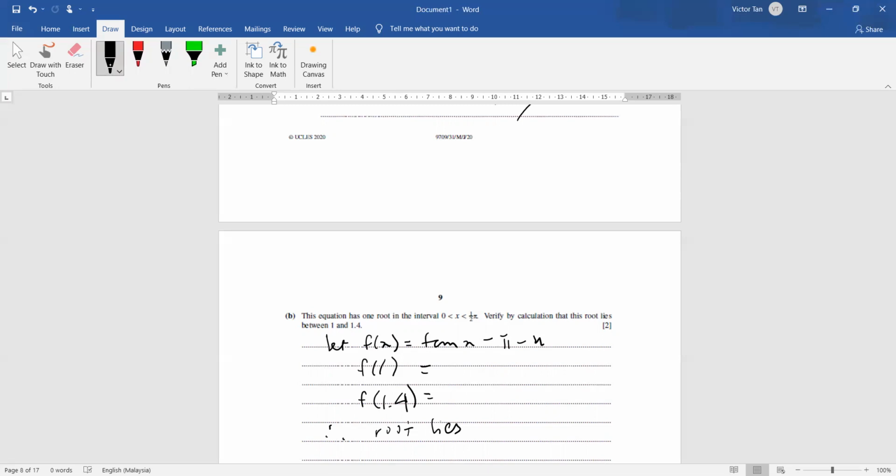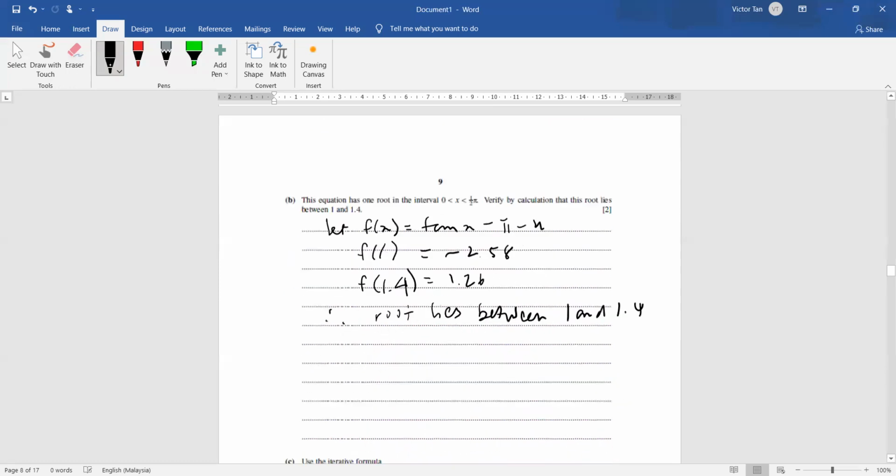f(1) is tangent 1 minus pi minus 1, which is about minus 2.58. And f(1.4) is about 1.26. So the root is between 1 and 1.4. Okay.